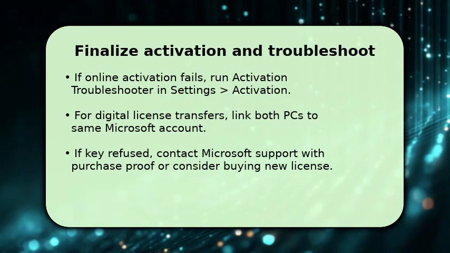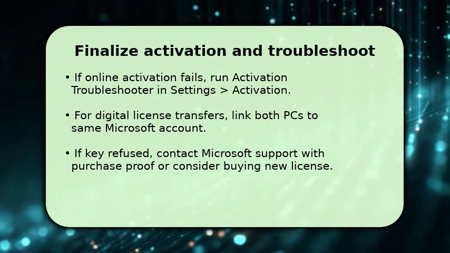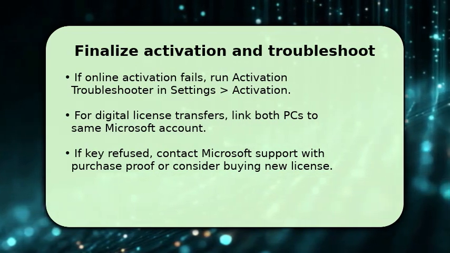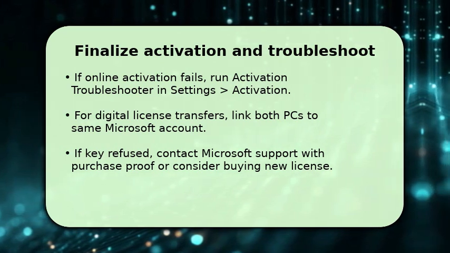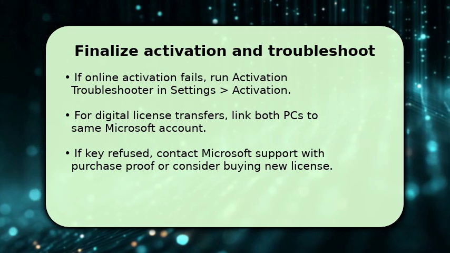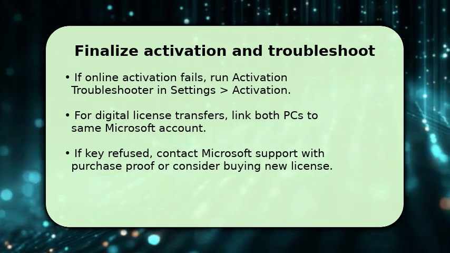Finally, ensure activation completes and resolve common problems. Once you enter the key, Windows should activate online. If it doesn't, run the activation troubleshooter in Settings and sign in with the Microsoft account tied to your digital license. Make sure the old machine is deactivated if required.